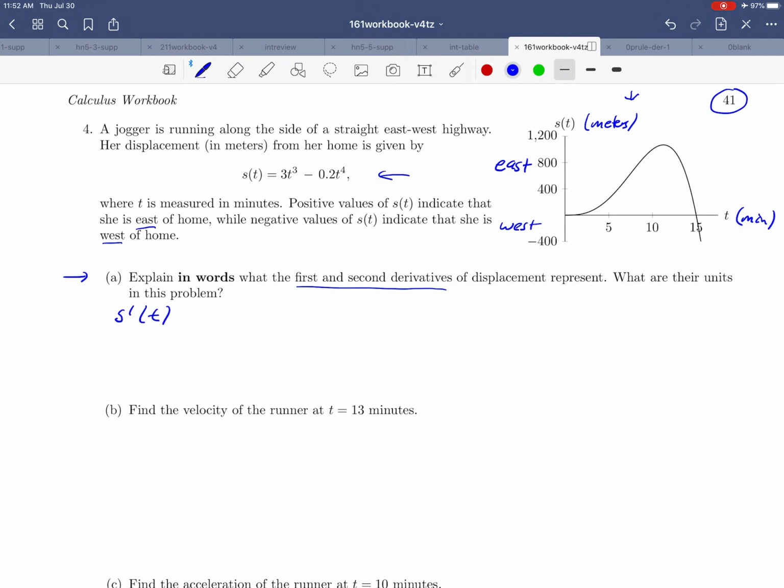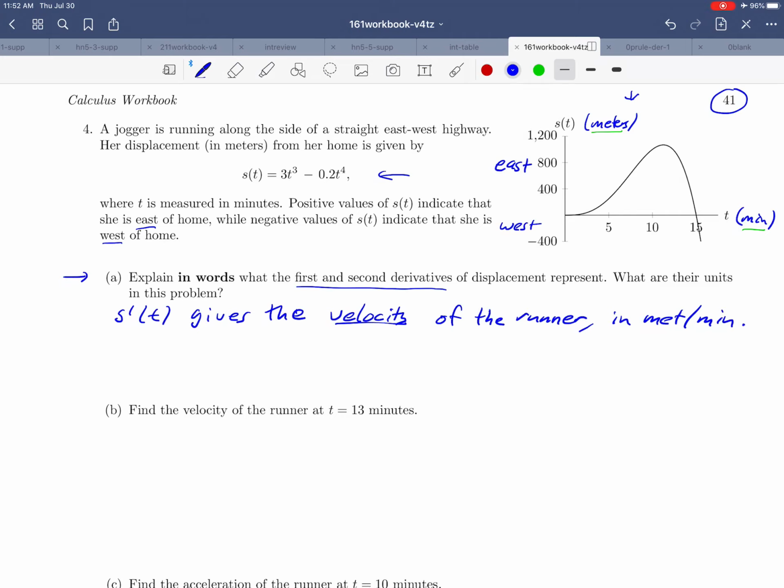Since the first derivative represents a slope of s of t, its unit should be meters per minute, rise over run. So ask yourself, what kind of stuff do we measure in meters per minute? We're really talking about a velocity when we have those units. So s prime of t gives the velocity of the runner in meters per minute.